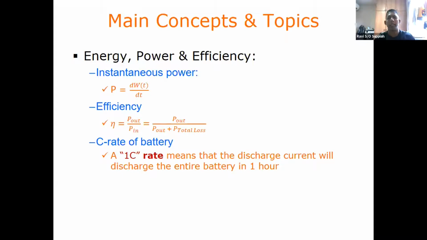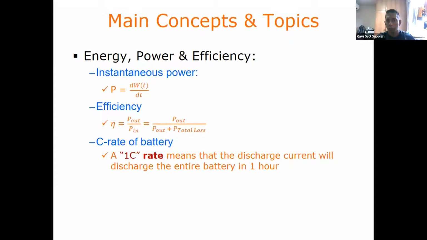So the mode is different. We try to cover a lot of different areas, but we may not go in depth in all of them. So not to be concerned, we will have other modules where you will go in depth into many of these areas. The first thing here is energy, power, and efficiency.